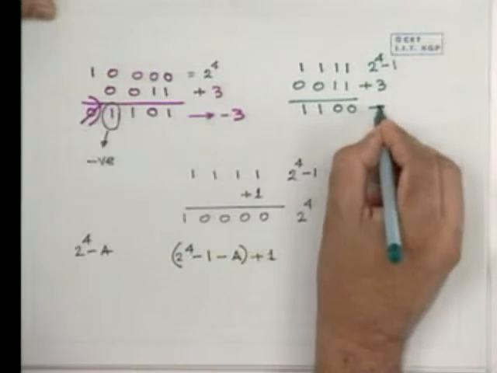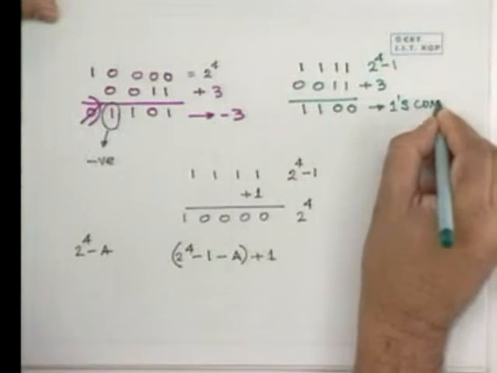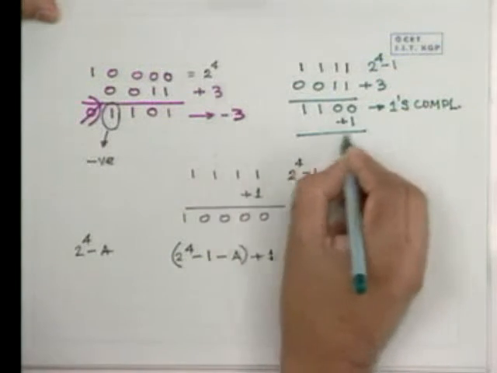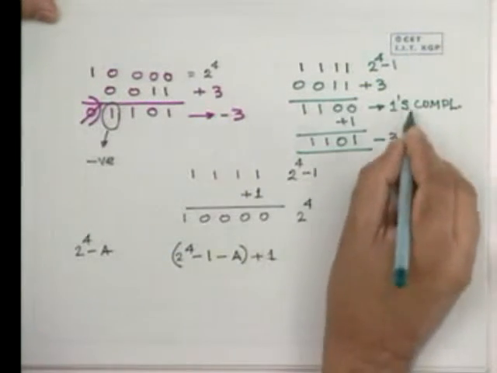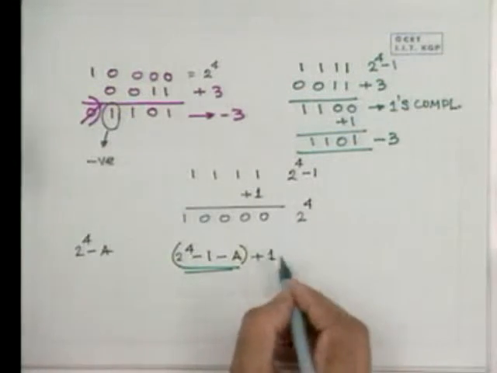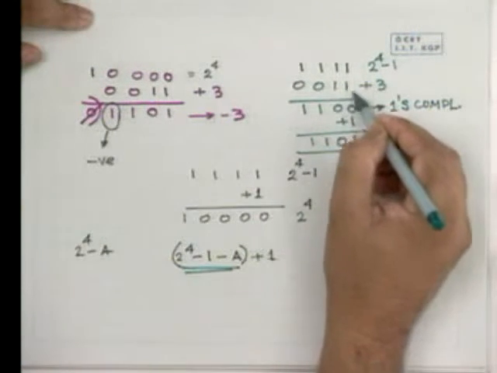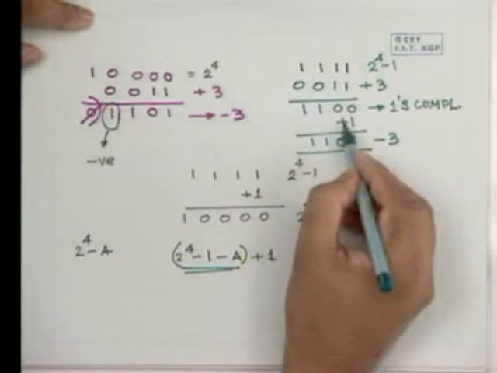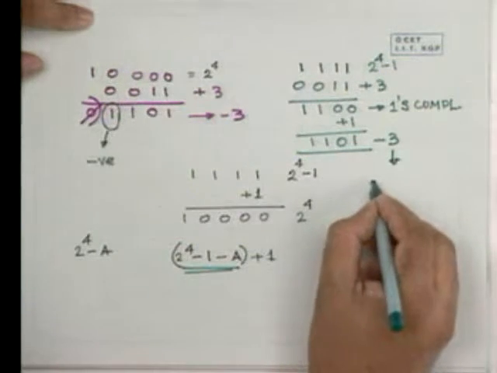This we call 1's complement, and then add 1 to it, we get 1 1 0 1, which is our minus 3 in 2's complement form, which means that we first compute this and then add 1. Computing this is nothing but complementing each bit. This bit is 0, this bit has been complemented to 0, this is to 1 and this is to 1, and then add 1 to it.